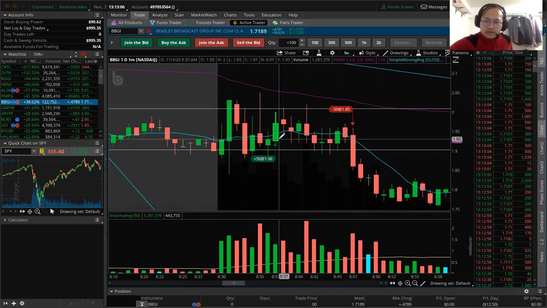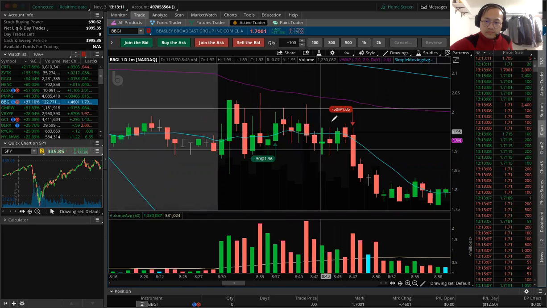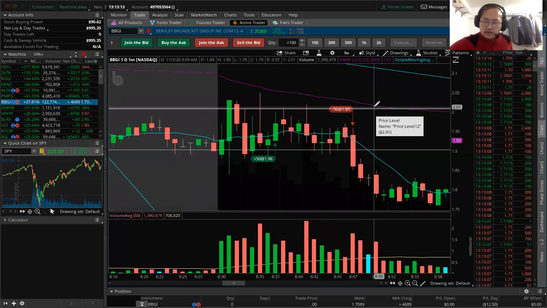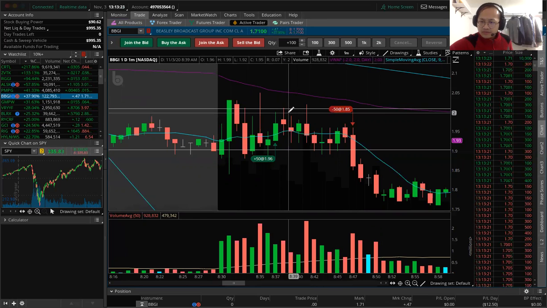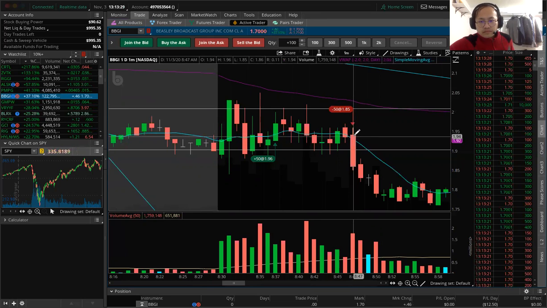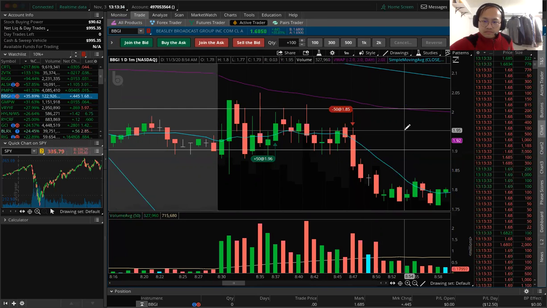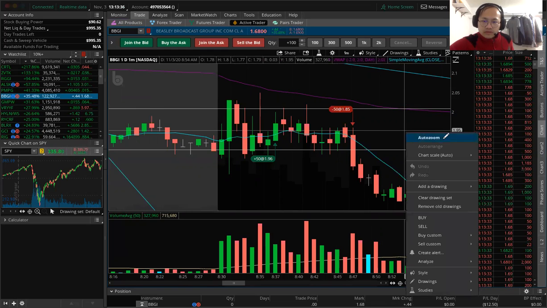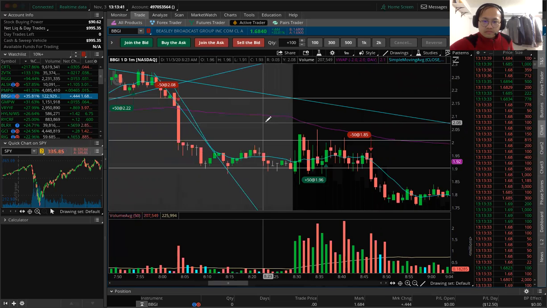Again, I enter on this choppy play. Anticipate a break of $2. When it failed to break $2, I should have gotten out. Should have gotten out. Really, really should have. And I cut my losses again. So overall, the only good part about these two, I cut my losses.